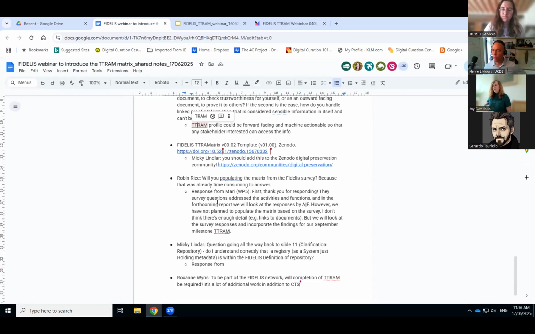Question from Robin Rice. I'm just asking, you had suggested that we're looking for people to complete and populate the matrix. And she asks whether there is any potential to reuse some of the information provided in the survey, which was quite detailed. So is that something that we could maybe explore? Yeah, maybe I can take this.